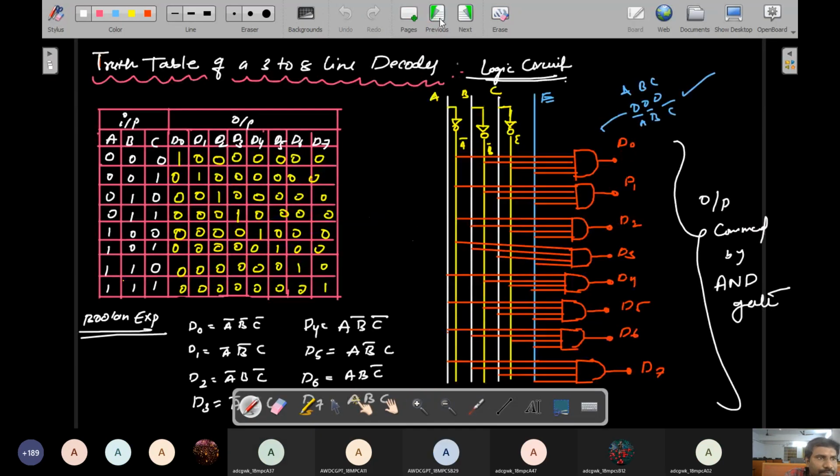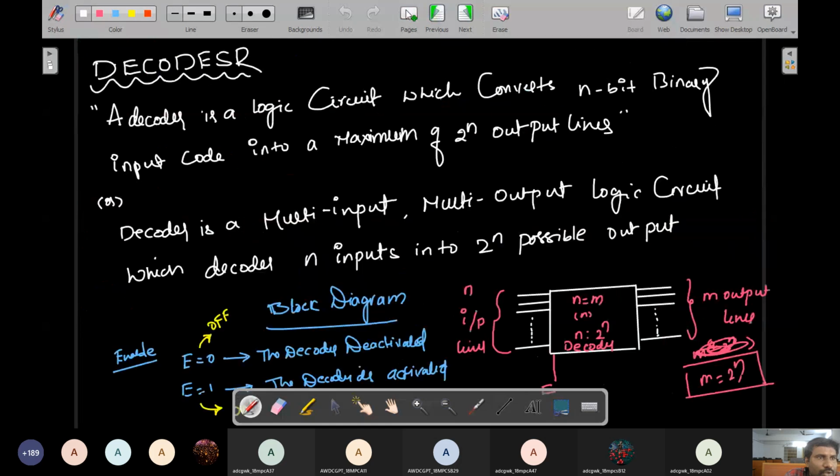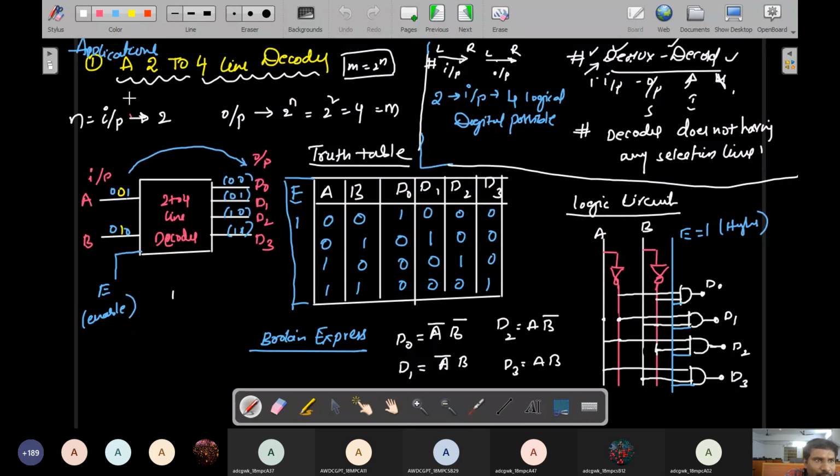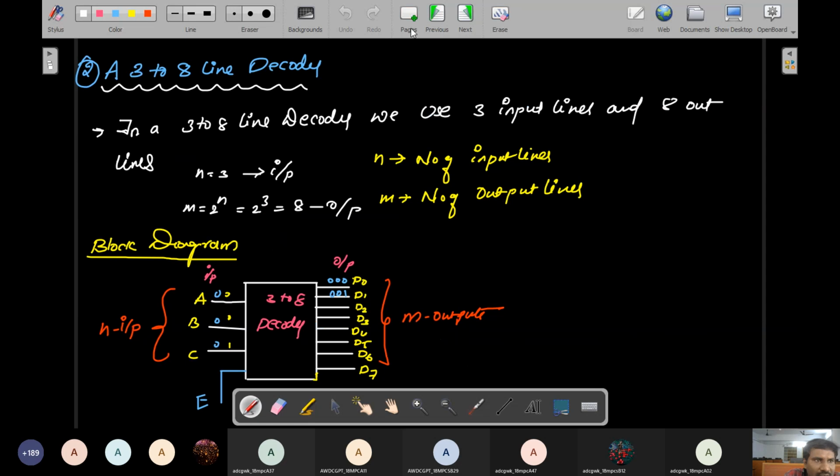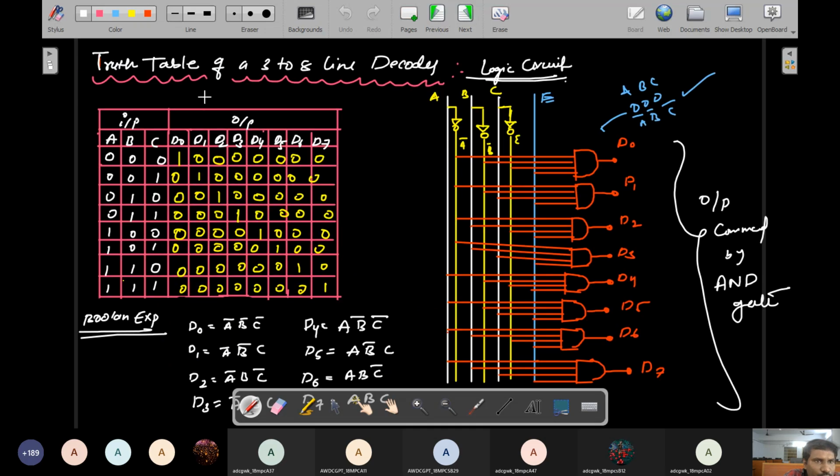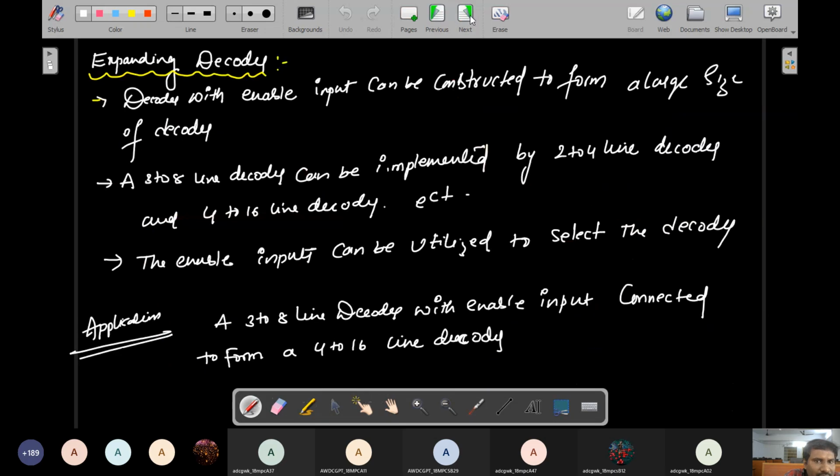Okay, decoders. Actually, I started decoders in the previous class. I think I already completed decoders over two classes. So what is a decoder? A brief introduction about decoders. In the same way, for the 2 to 4 line decoder, I explained the logic diagram, truth table and logic symbol. After that I explained the 3 to 8 decoder. In the 3 to 8 line decoder, we are using 3 inputs and 8 outputs. I drew the block diagram, the truth table and the logic circuit.